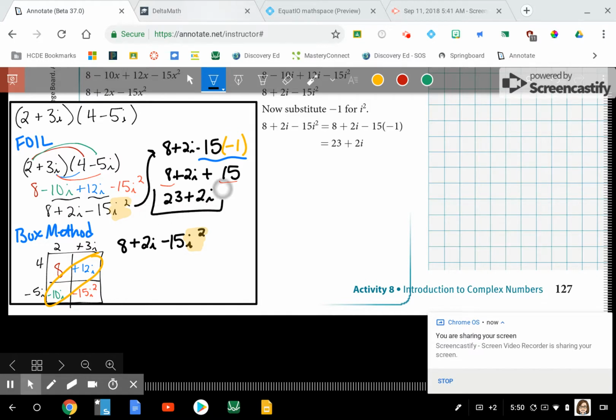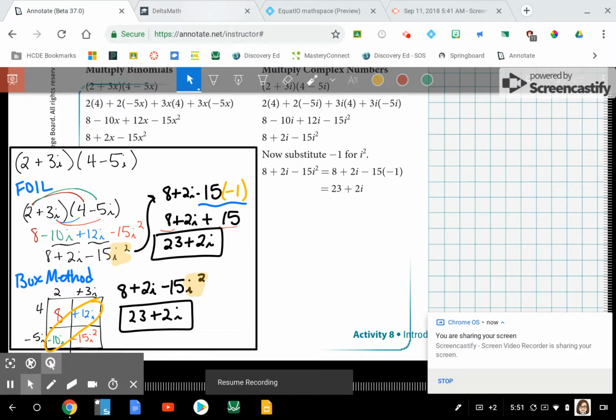That's our final. Now, if you'd done the box method instead of FOILing, the same process is used in the beginning of the problem. You still multiply, like 2 and 4 is the 8, 4 and the 3i is the 12i. You still get all those same terms. And notice you will still get the 8 plus 2i minus 15i squared. You then would substitute in, and it simplifies also to 23 plus 2i. So the box method is just another alternate method if you don't want to use FOILing.